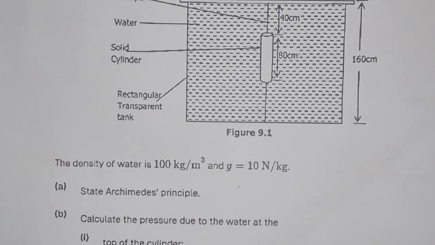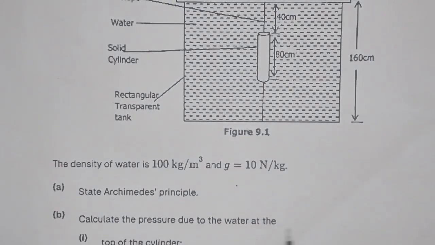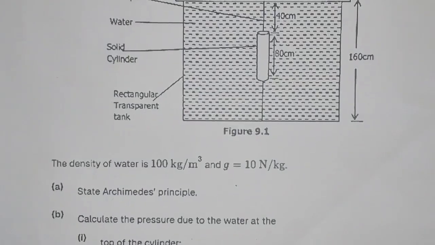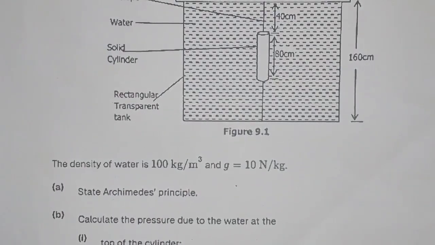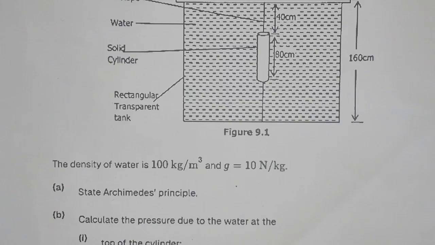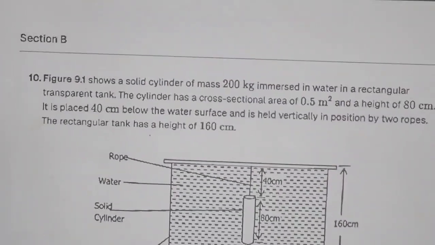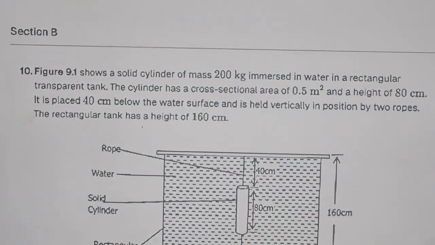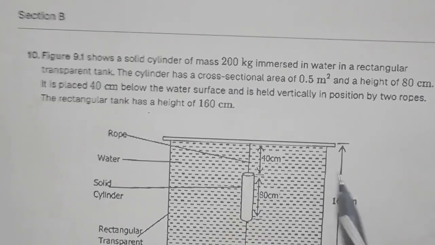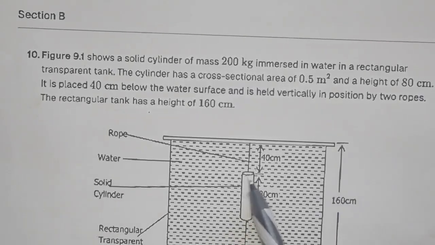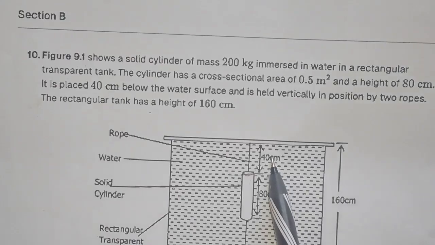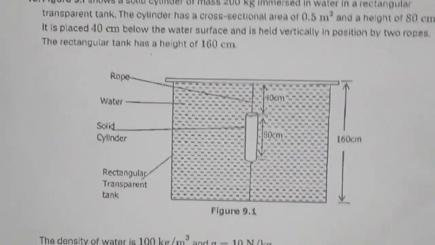And question B reads, calculate the pressure due to the water at the top of the cylinder and at the bottom of the cylinder. So first, we have been asked to calculate the pressure of water on the top of the cylinder. This is the cylinder they are talking about, and we are calculating the pressure which is here, on top of the cylinder. If you see here, we have the height. We also have the density which is here.